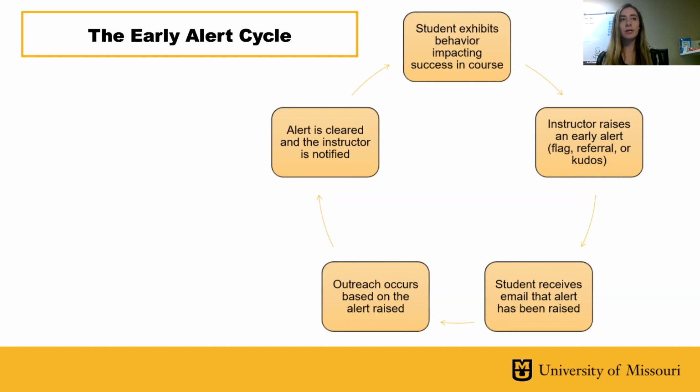For part 4, outreach occurs based on the alert raised. So we'll go a little bit more in depth later on in the presentation, but this has to do with who does the outreach based on what flag or item was raised.